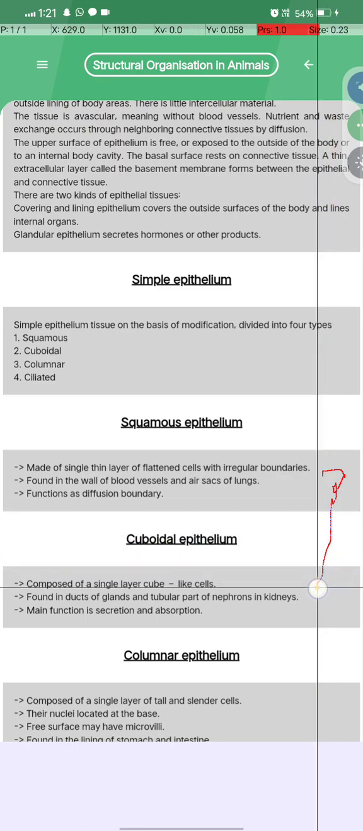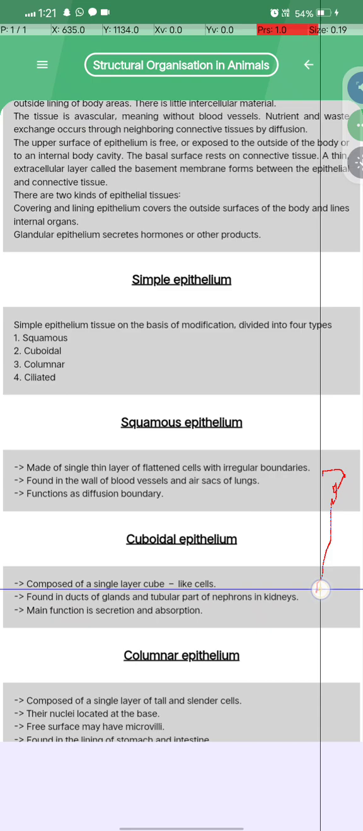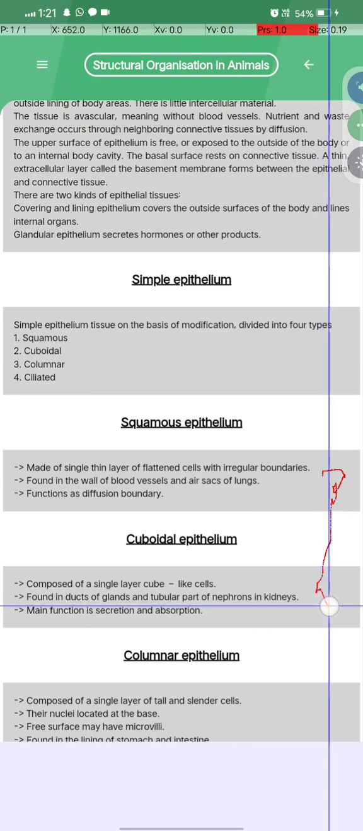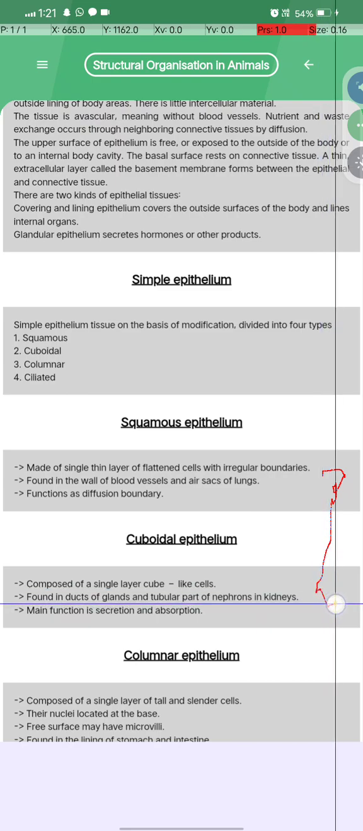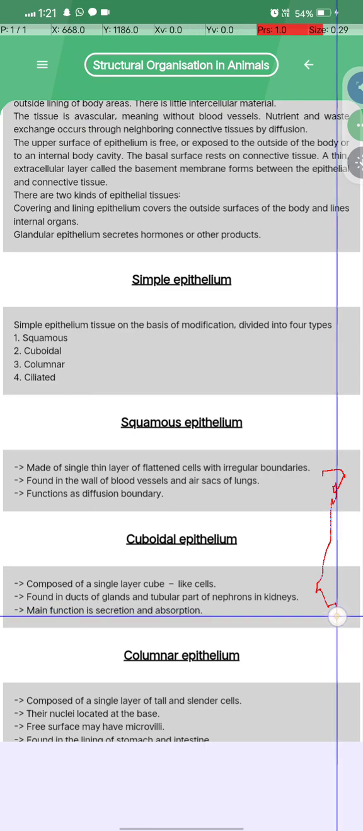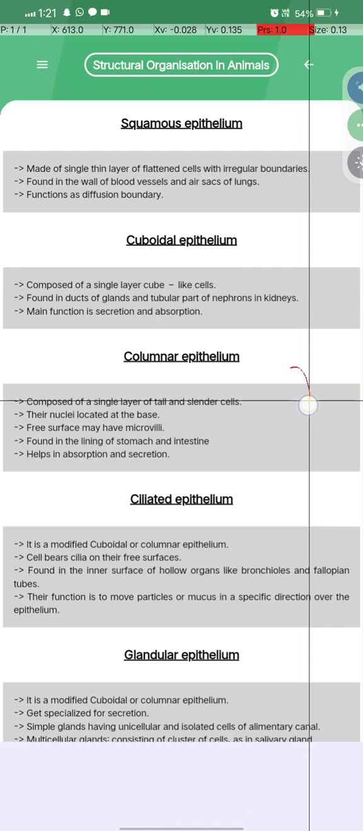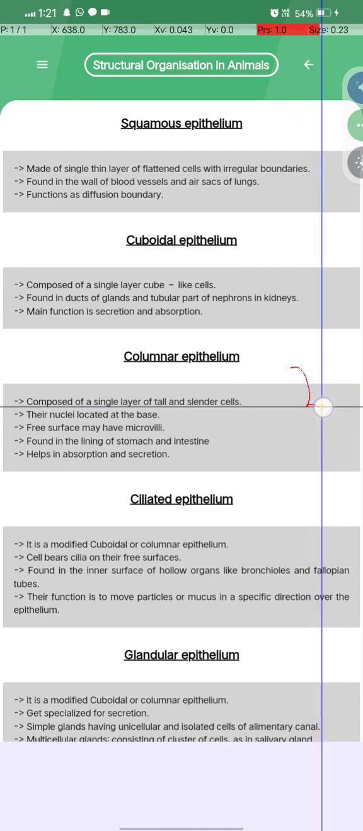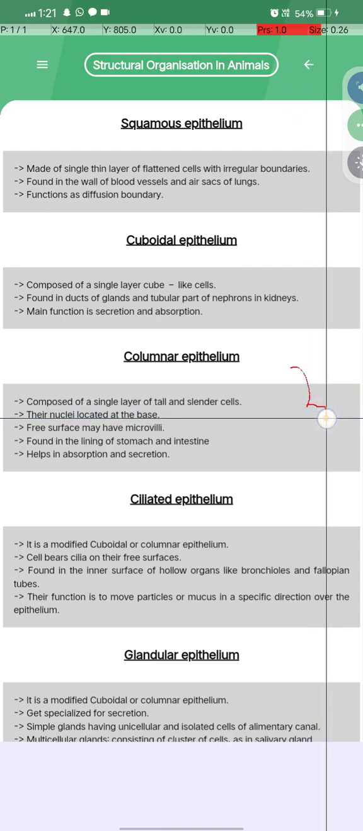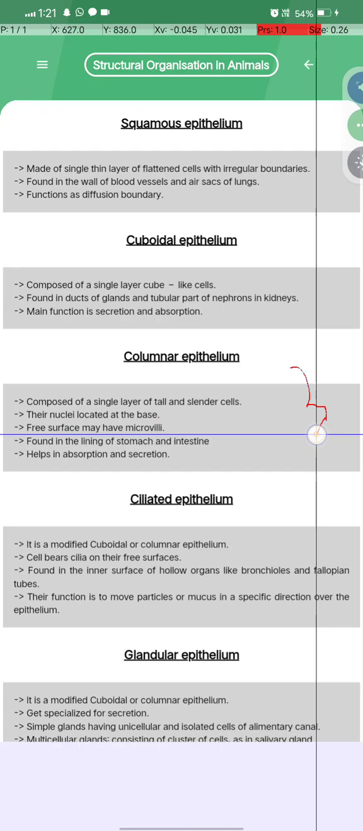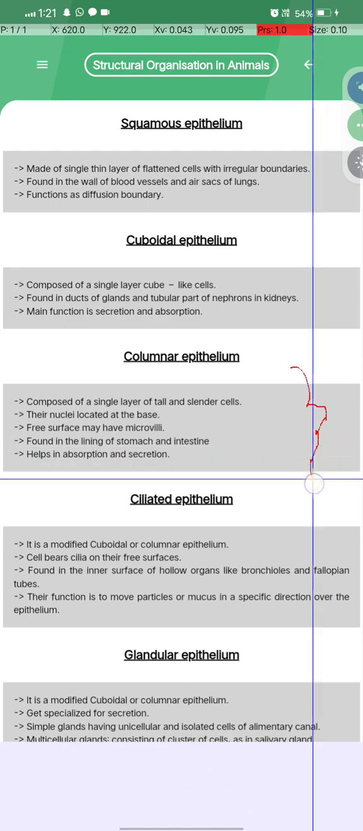Cuboidal epithelium is composed of a single layer of cube-like cells and found in the ducts of glands and the tubular part of nephron in the kidney. Main function is secretion and absorption. Columnar epithelium is composed of a single layer of tall and slender cells with nuclei located at the base, and the free surface may have microvilli. It is found in the lining of the stomach and intestine, and helps in absorption and secretion.